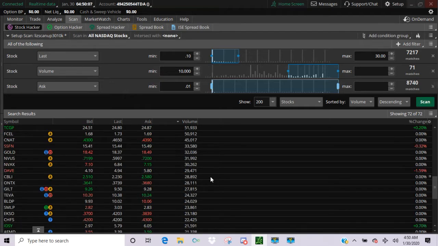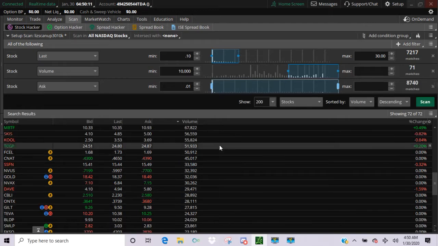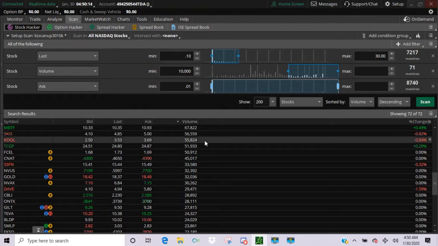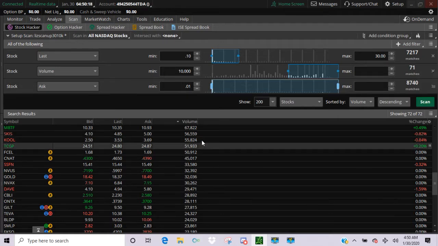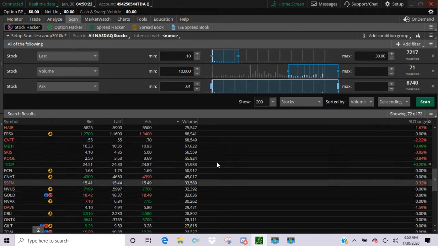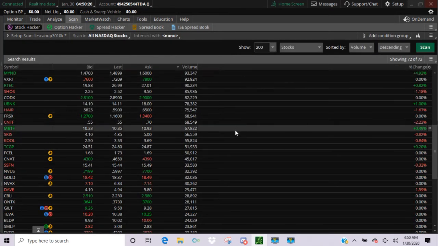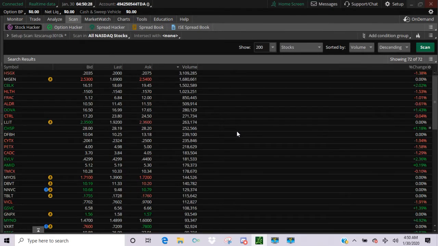But I usually don't alert it for a day trade or scalp until it hits about the 50,000 volume range. I like to see at least 50,000 in volume, heading into 100,000 in volume.